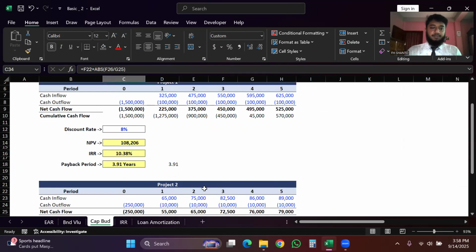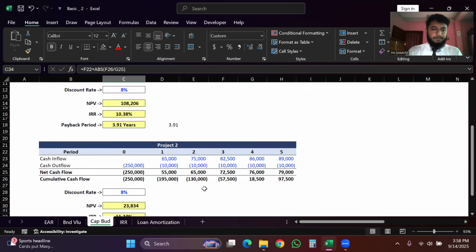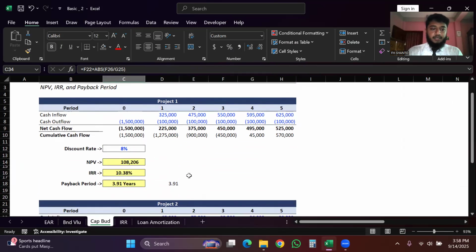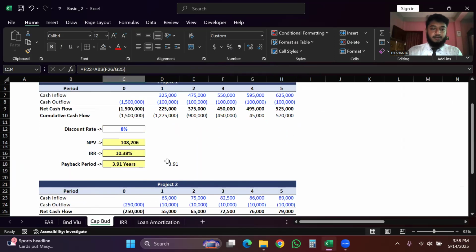Here is the term capital budgeting. How will we calculate capital budgeting? Here you can see the calculation of NPV, IRR, and payback period. The calculation is given. I made it before for understanding how much the value will come after calculation. Here you can see the NPV calculation, IRR calculation, and payback period.